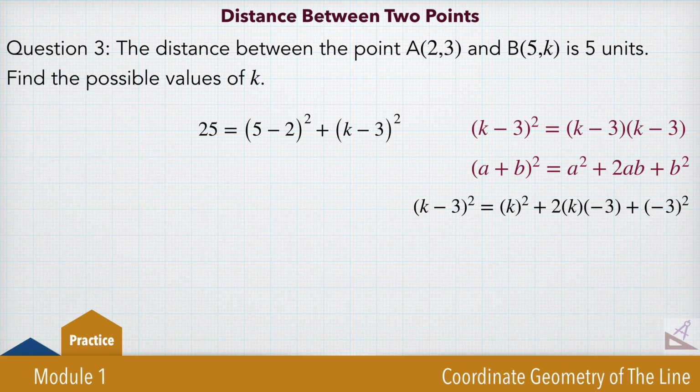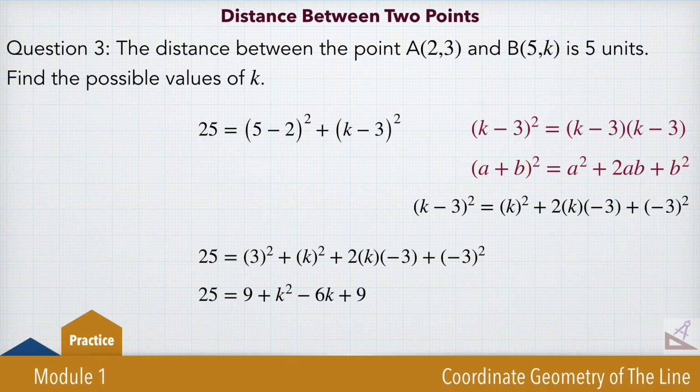So k minus 3 squared is equal to the first term squared plus 2 by the first term multiplied by the second term plus the second term squared. Bringing it all together, we have 25 is equal to 3 squared plus k squared plus 2 by k by minus 3 plus minus 3 squared. We can now tidy up each part.